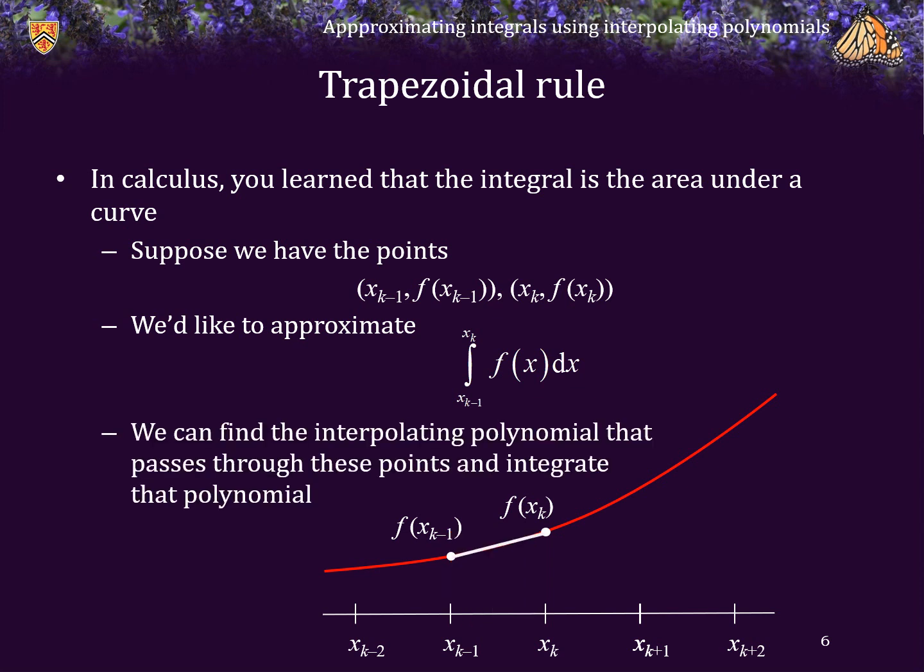However, instead, we have 2 points, so we can find an interpolating line that passes through those points. We could therefore integrate that interpolating line from the first point to the second, and that would give a better approximation of the area under the curve.